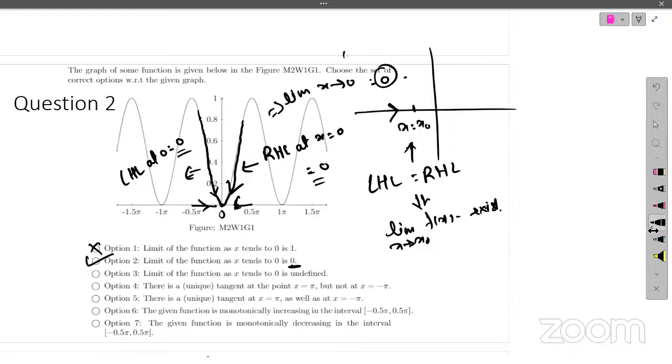Now the third option says that the limit of the function as x tends to 0 is undefined. When a limit is undefined, it means either the left hand limit is not equal to the right hand limit, or the function is growing toward plus infinity or minus infinity. So here none of these scenarios is happening. So this option is also incorrect.